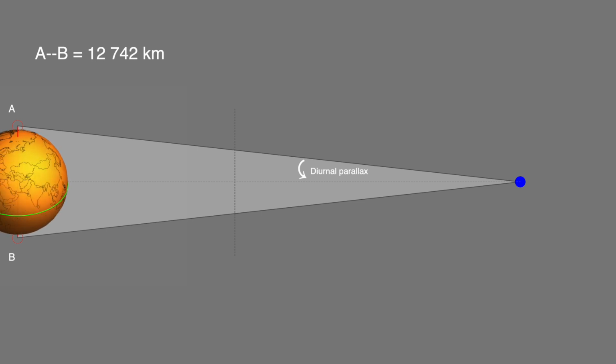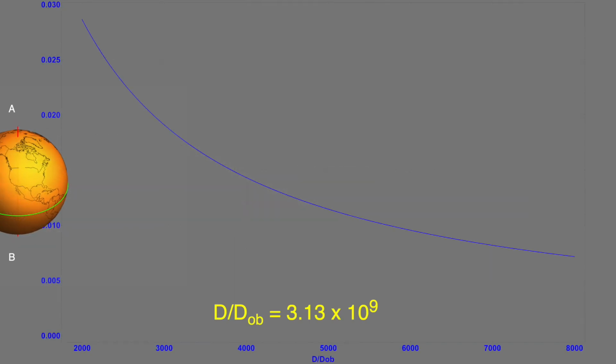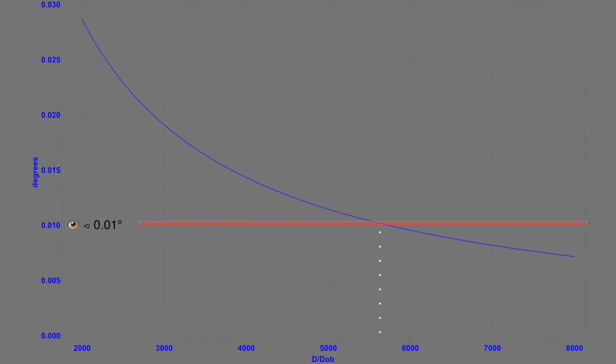The closest star to Earth, besides the Sun, is Proxima Centauri, located 4.22 light-years away from Earth, that is 3.99 times 10 to the 13 kilometers. The ratio of these two values is huge, 3.13 times 10 to the 9. This is several orders of magnitude greater than the 5 or 6 thousandths delimiting the angular resolution of the human eye. We have to move much farther right in our graphic to find such a ratio.